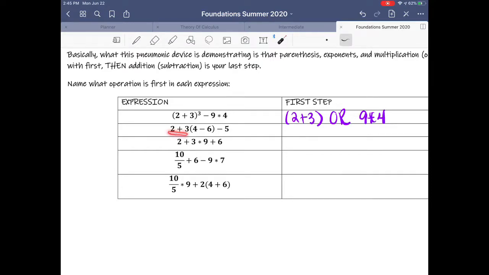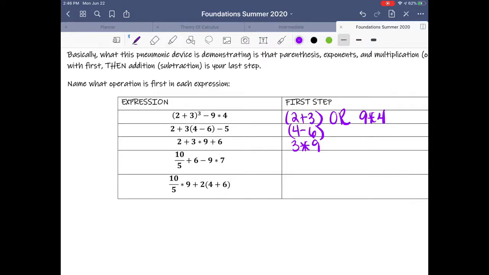So in the second one, same process. We can't do this before you deal with this group. So we really only have one option here. You're going to have to start with the group first. In the next one, we have 2 plus 3 times 9 plus 6. Now think about your hierarchy. Your hierarchy is parentheses, exponents, multiplication. We do have multiplication here, so you're going to have to do that first. You cannot add before you multiply.